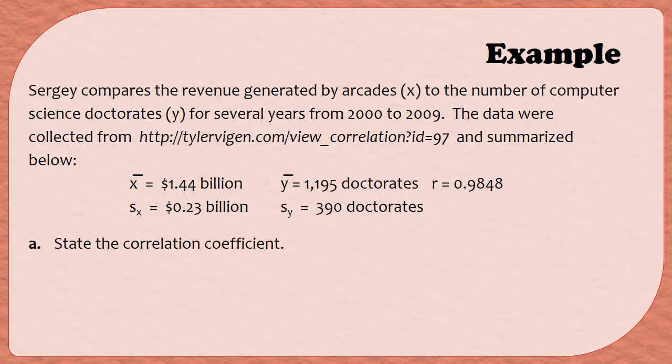Part A says to state the correlation coefficient. The correlation coefficient is the same as the value for R. That's what R is. So in this case, R was told to us to be 0.9848.